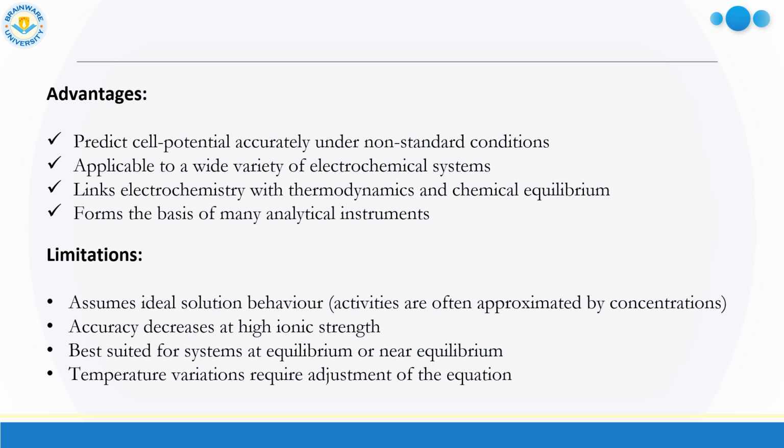So now, what are the limitations? The first one is that it assumes ideal solution behavior, that is, in most of the cases we approximate activities to be concentration. The second one is that accuracy decreases at high ionic strength. When the ionic strength is very high, accuracy will decrease. This equation is best suited for systems which are at equilibrium or near equilibrium condition, and temperature variation requires adjustment of this Nernst equation.